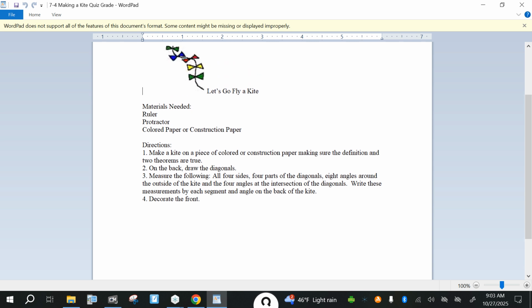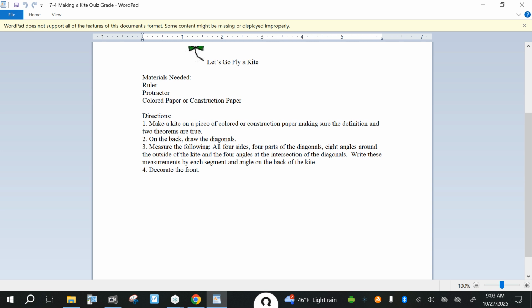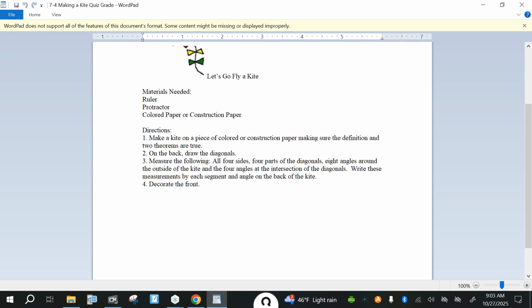So on the front, you can design it however you want to, but on the back, you are going to draw in your diagonals, which connect the top and bottom, left and right, and then you're going to measure with a ruler all 4 sides and all 4 parts of your diagonal. Okay, so you're going to have 8 measurements that you're going to make with a ruler. And what's the easiest way to measure? In using what? Centimeters. That's right.